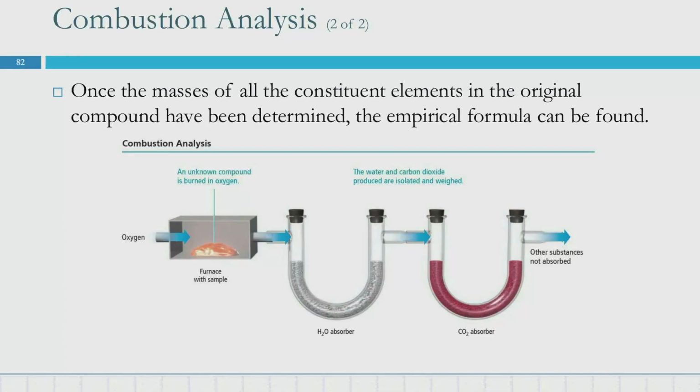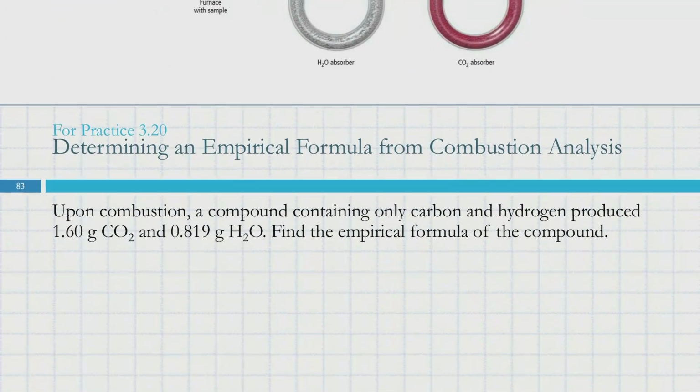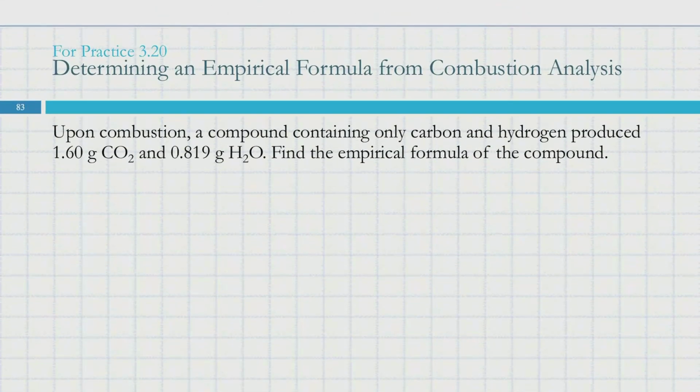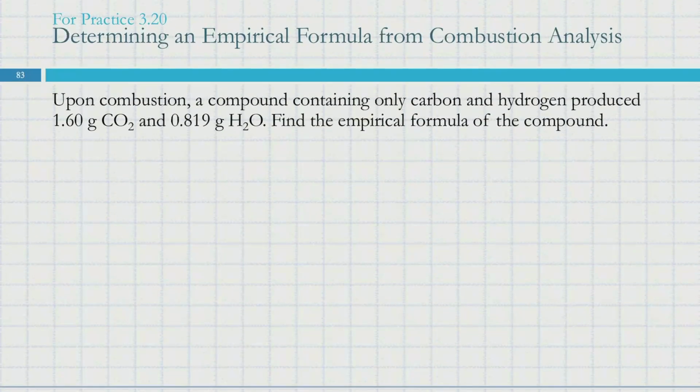I don't think we're going to do this in any of our labs, but it could show up as a problem. So let's do a problem. I think there's two here. On combustion, a compound containing only carbon and hydrogen. Nice, easy. Only carbon and hydrogen produced 1.6 grams of carbon dioxide and 0.819 grams water. Find the empirical formula of the compound.